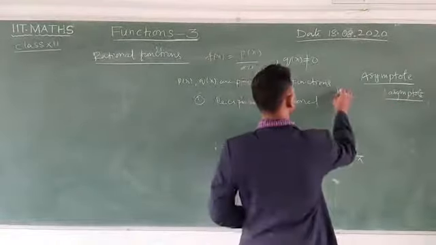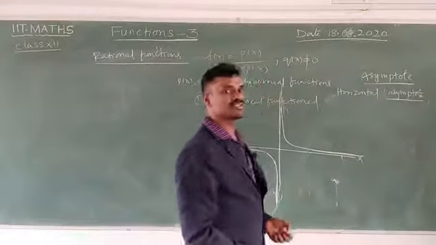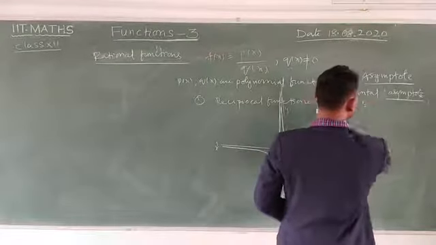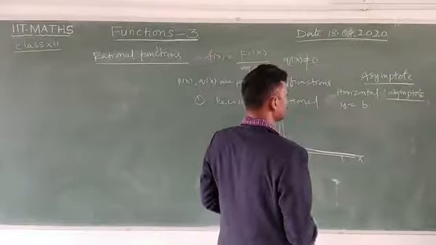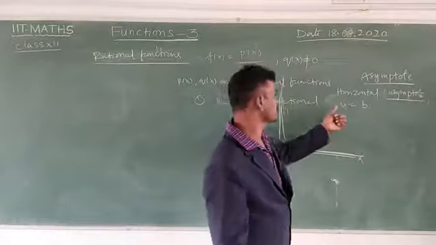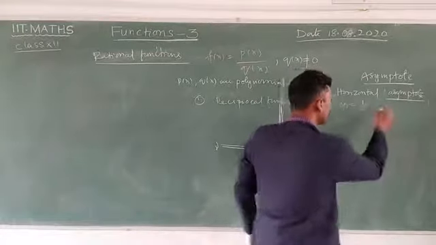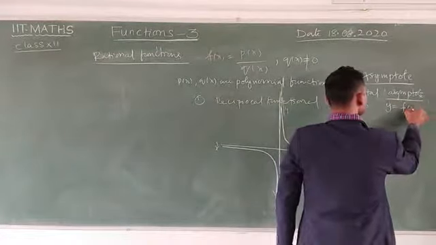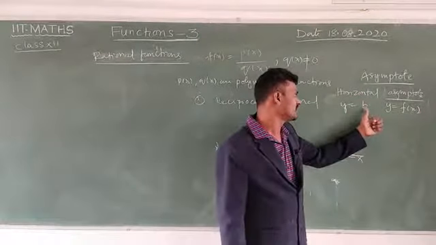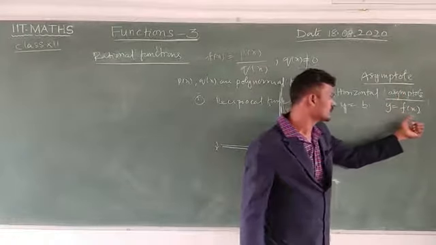Horizontal. Before we took x is equal to a, now we have to take y is equal to b. Here y is equal to b is a line. A line y is equal to b is the horizontal asymptote of the curve y is equal to f of x.